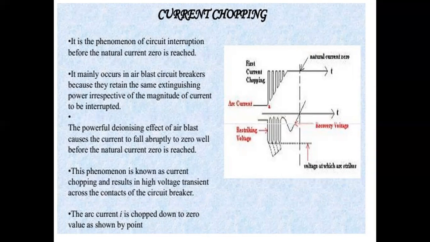This phenomenon is known as current chopping and results in a high voltage transient across the contacts of the circuit breaker. The arc current I is chopped down to zero value as shown by the point in the image.